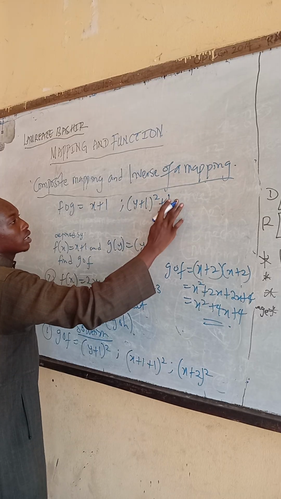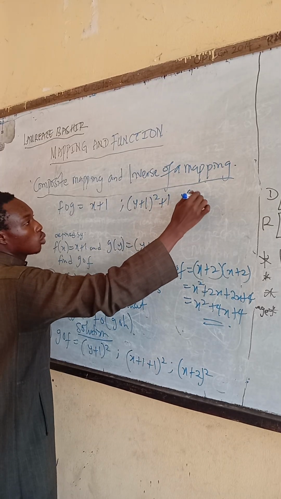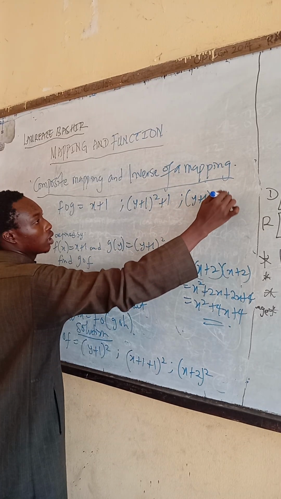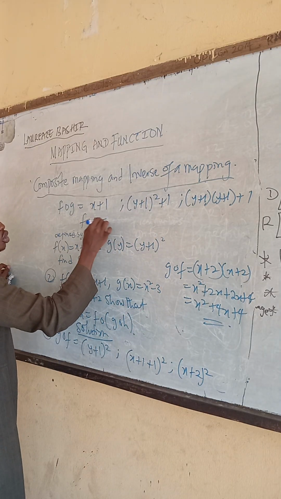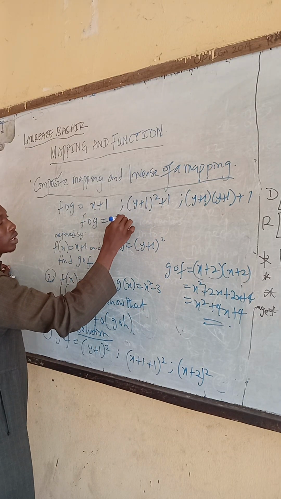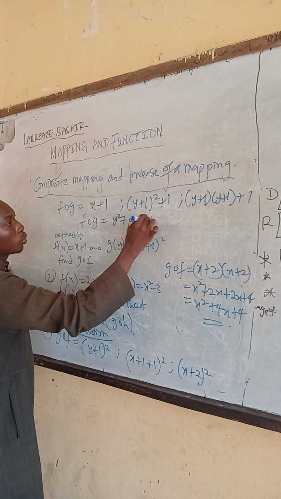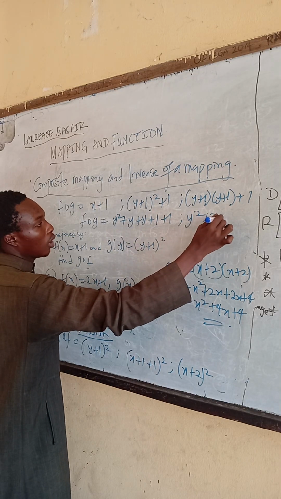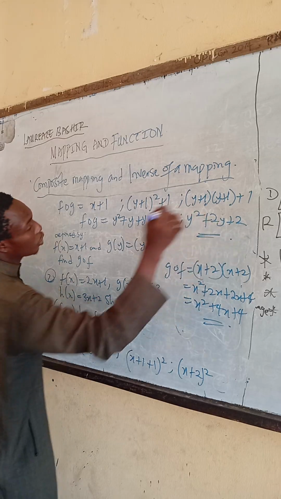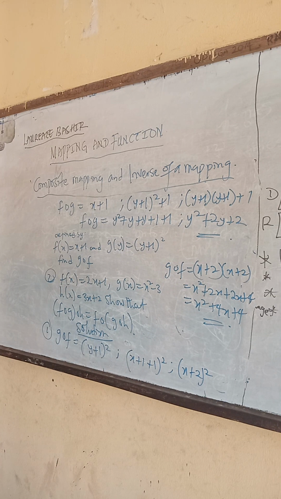So you now open the brackets. You are going to have y plus 1 times y plus 1, then plus 1. So f composite g will be equal to y times y, y squared, y times 1, y, plus 1, plus 1. Then finally you have y squared plus 2y plus 2. That's your f composite g. You get? So let me do question number 2.